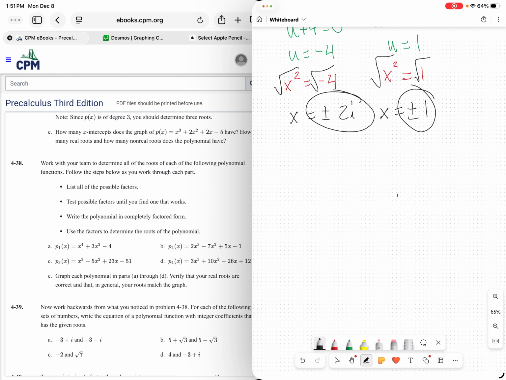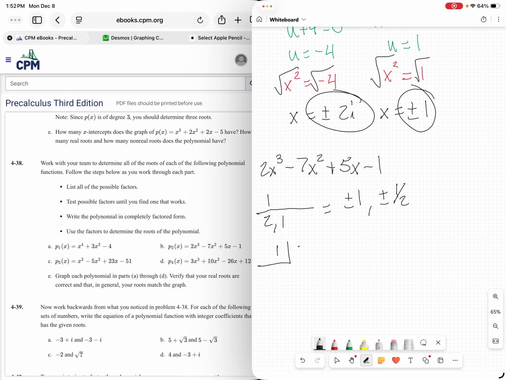Okay, let's move on to P2. 2x cubed minus 7x squared plus 5x minus 1. So rational roots theorem here, right? Factors of 1, that's 1 and 1, over factors of 2, that's 2 and 1. So our possible solutions are plus or minus 1 and plus or minus 1/2.